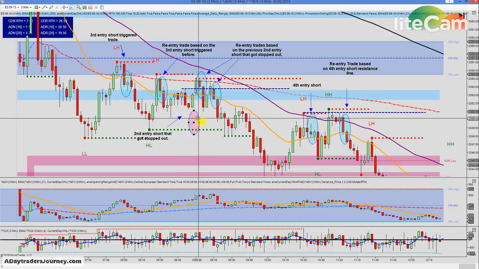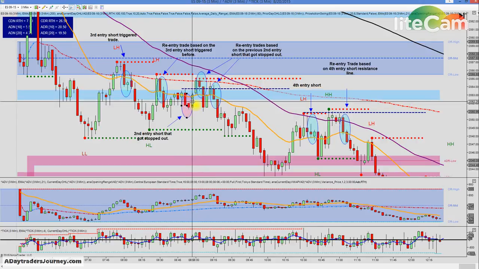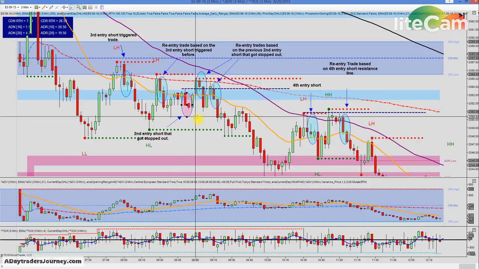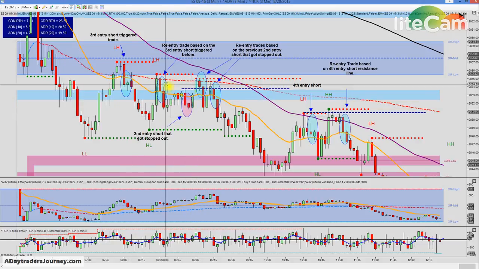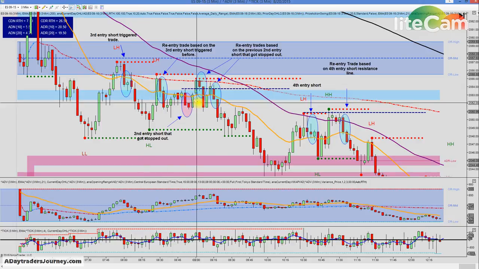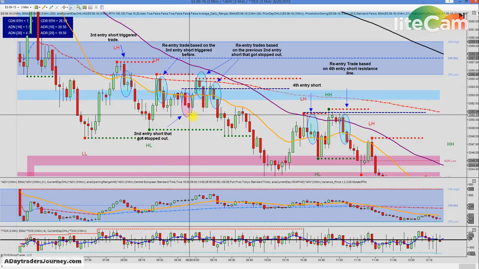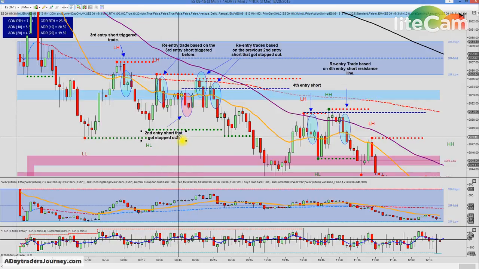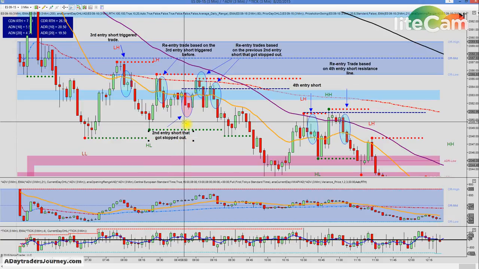So that's a loss. That's why this circle is shaded red for a trade that would have been lost. These are trades that would have been profitable for blue circles. So we have an example here of a losing trade, which is a second entry short that got stopped out. You can see the writing here.